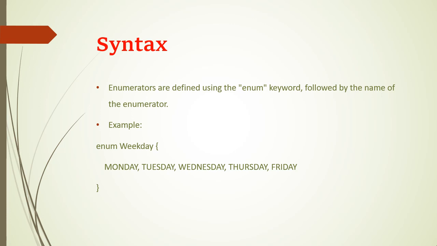And we can see the basic syntax of the enumerators. Enumerators are defined using the enum keyword followed by the name of the enumerator, which means we write enum followed by the name of the enumerator. Here we can see the example: enum followed by weekday, which is the name of the enumerator, written with curly braces. The constants are declared, that is Monday, Tuesday, Wednesday, Thursday and Friday, which are the days of the week.